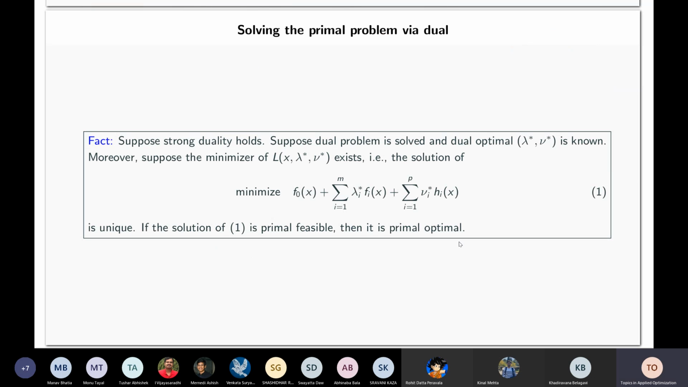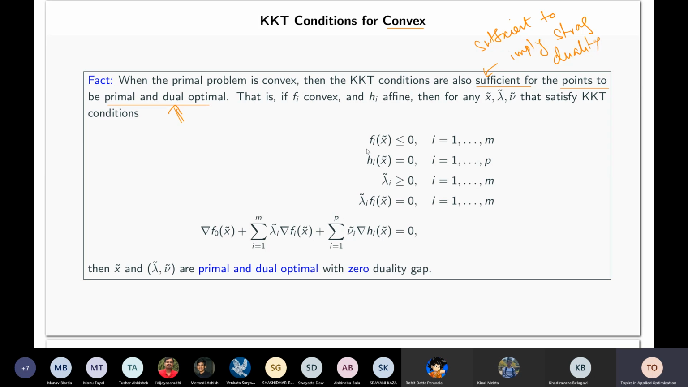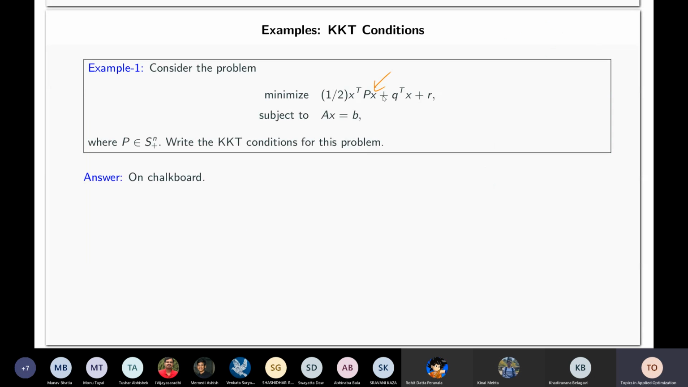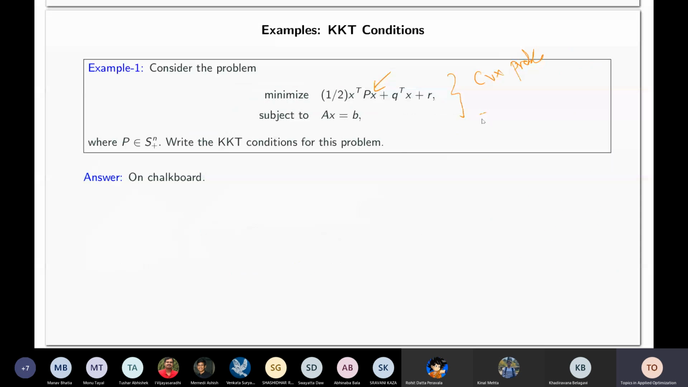So we have an example also here. We can try to write KKT conditions for this example. So what are the KKT conditions for this? Well, it is given that P is positive definite, and this is a convex optimization problem. So what we are sure about is that KKT will imply strong duality. This is from the previous result, so we are not worried about that now. So KKT does imply strong duality.